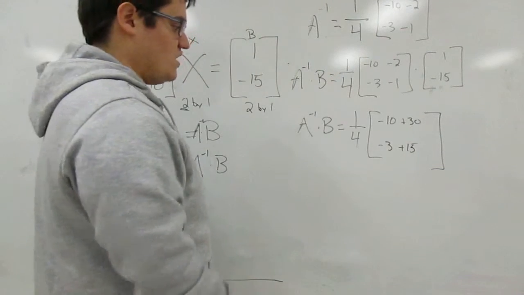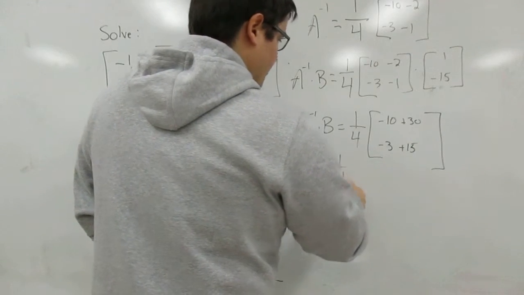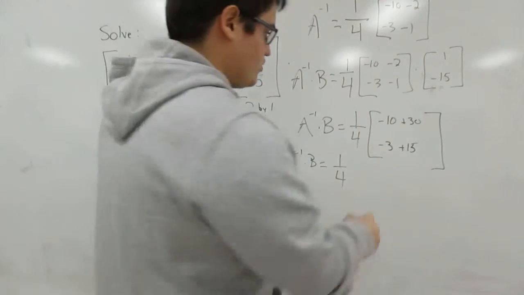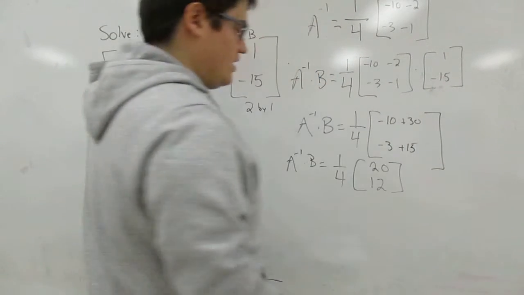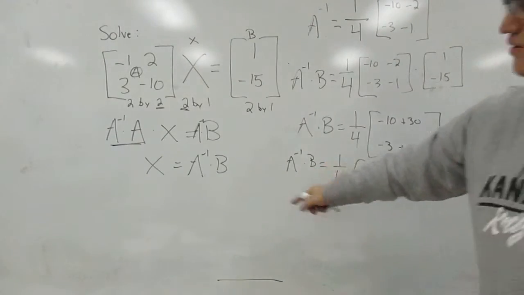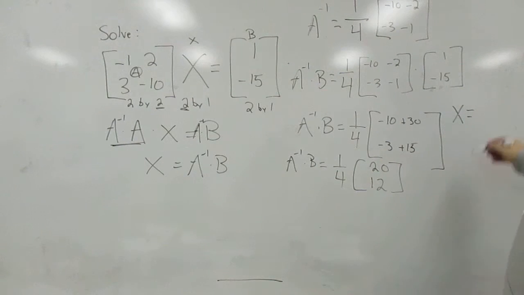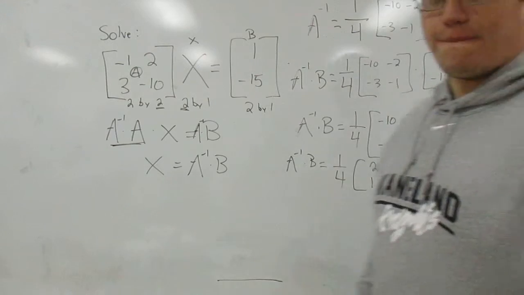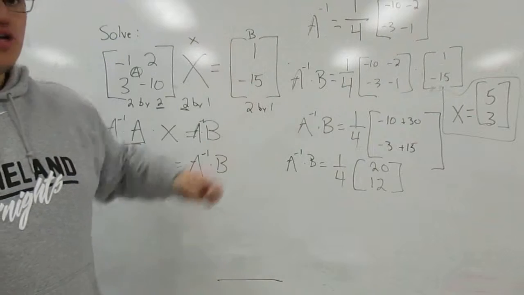Okay. So A inverse times B equals 1/4. I can make these look nicer. That becomes 20 and 12. Now I can distribute the 1/4 into both of those. So A inverse times B, remember that's just what X is equal to. So X equals 1/4 times 20 is 5. 1/4 times 12 is 3. There you go. There's the matrix that you multiply this guy by to obtain 1 and negative 15.